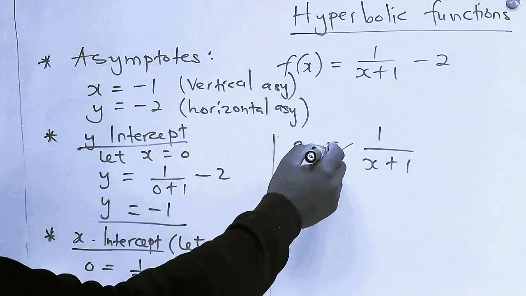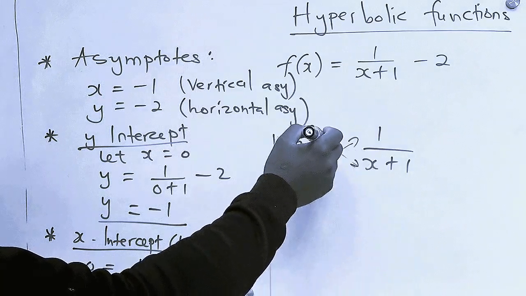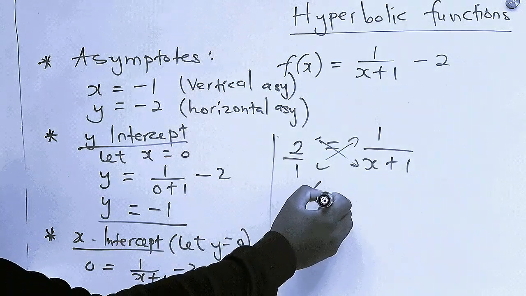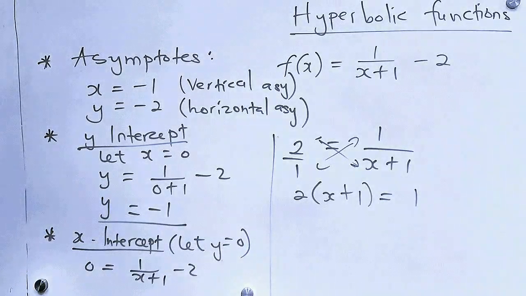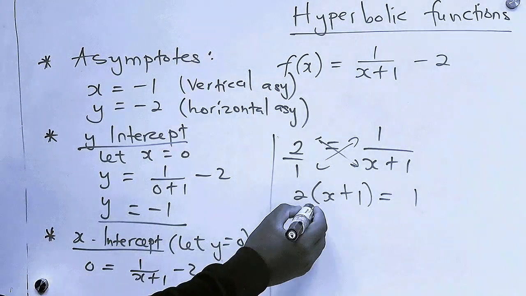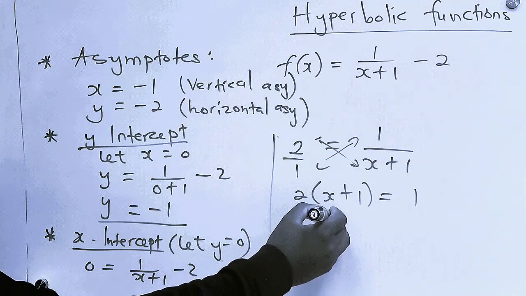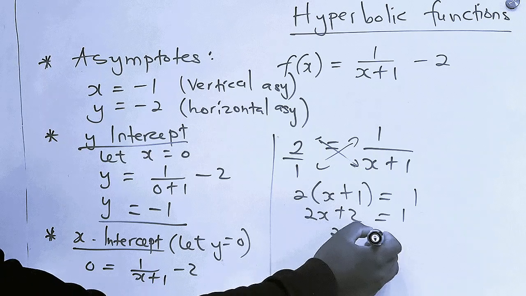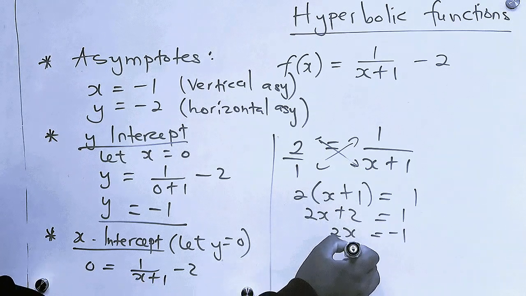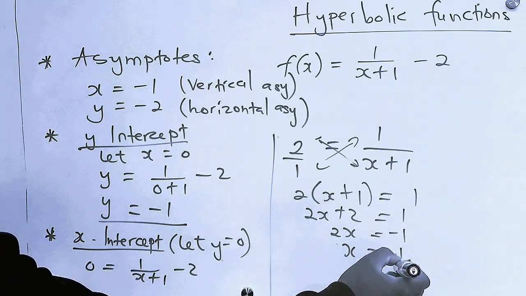Then we cross multiply here. So this is 2 multiplied by x plus 1 is equal to 1. Then we expand and solve for x. This is 2x plus 2 is equal to 1. So 2x is minus 1. Therefore, x is equal to negative half.